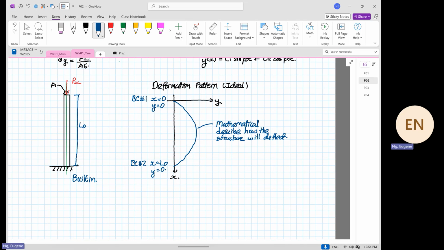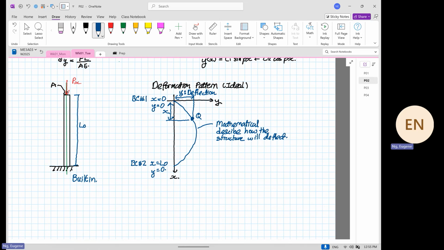Following from here, if we were to pick a point Q, and Q has a relative distance, over here this is our y, which represents our deflection. And the distance from here to here is a unique position at an x distance. Are you following me? Yes?